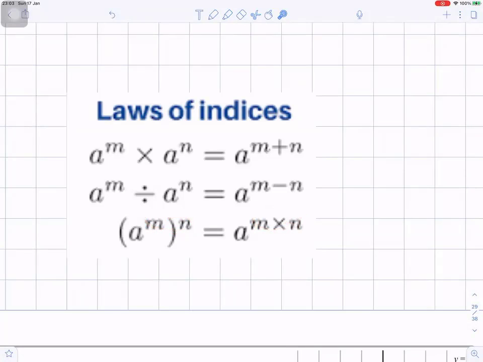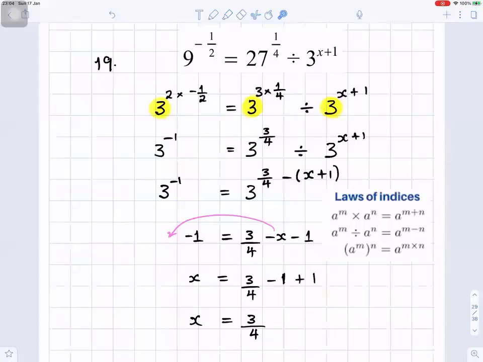So we're going to be using some of them for solving this question. The first thing to notice is that it's a 9 at the base there, 27 at the base there, 3 at the base. They are different numbers. So what we want to do is make all the bases the same number. And what is the smallest number that can be used for all of them? We use the smallest number, which is 3.